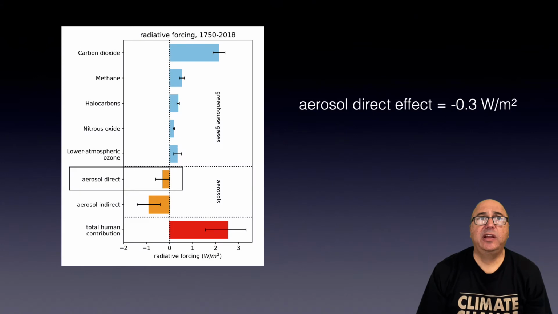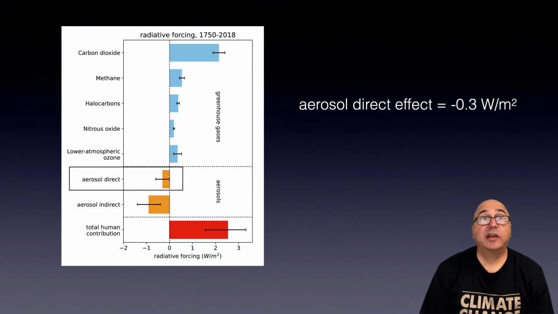Scientists estimate the radiative forcing from aerosols is therefore negative, with a magnitude of minus 0.3 watts per square meter. Because this is the direct impact on albedo from aerosols, this is referred to as the aerosol direct effect. However, aerosols also have an indirect effect on the climate, whereby aerosols influence the climate by altering clouds. There are several ways that this can occur.